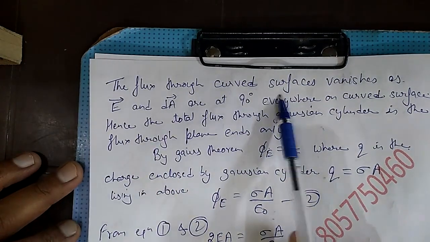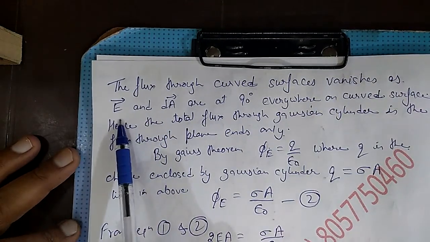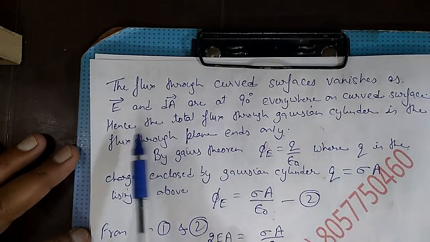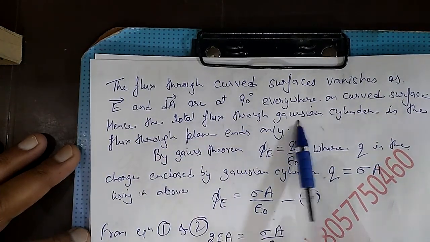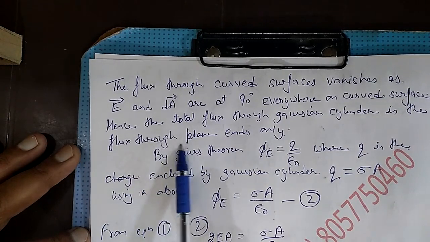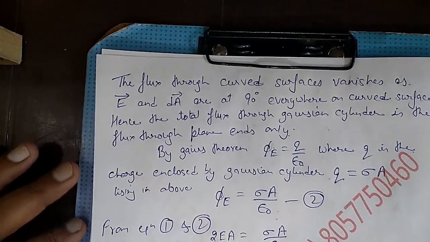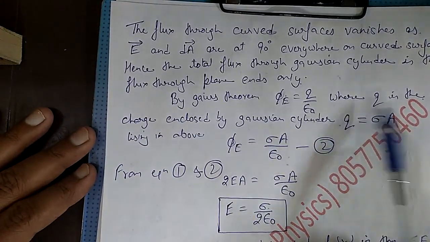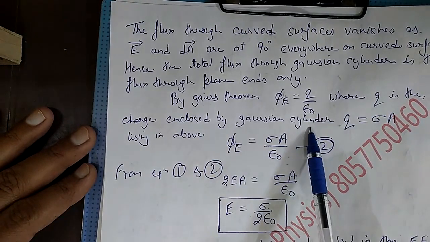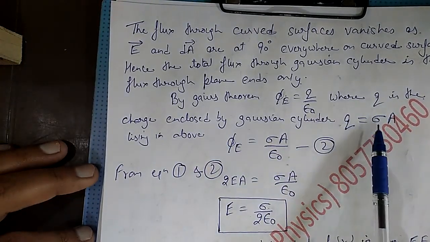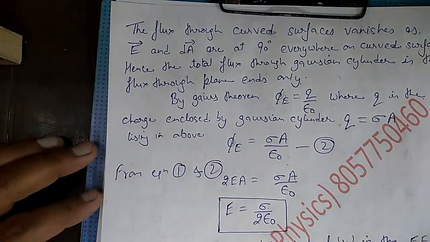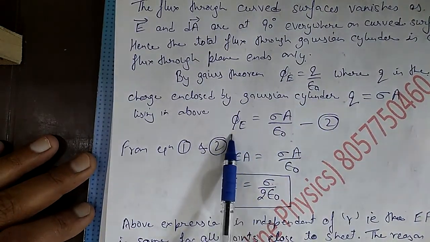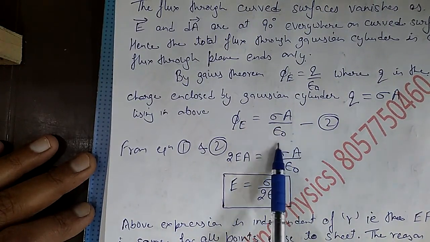Now the flux through curved surfaces vanishes as vector E and dA are at 90 degree. This I have already explained. Everywhere on the curved surface. Hence the total flux through Gaussian cylinder is the flux through plane ends only. Now by Gauss theorem, phi suffix E equal to Q upon epsilon naught, where Q is the charge enclosed by Gaussian cylinder. Just now I explained Q equal to sigma A. How? I have already explained it to you. So using this Q in above, we come up with phi suffix E equal to sigma A upon epsilon naught.